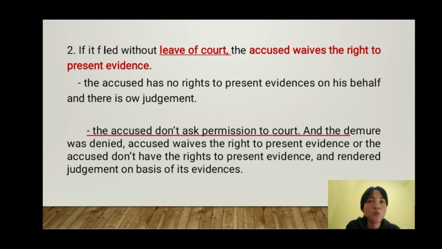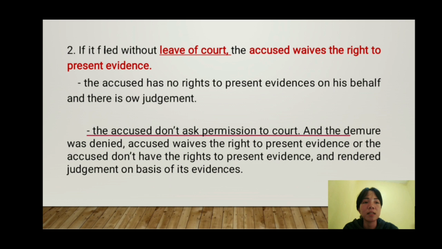The second way is if it is filed without leave of court, so the accused waives the right to present evidence. In this way, the accused has no right to present any more evidence on his behalf, and the judge will now render judgment. If the accused asked permission of the court and the demurrer was denied, the accused may present evidence. If the accused waives the right to present evidence, he no longer has the right to present evidence.